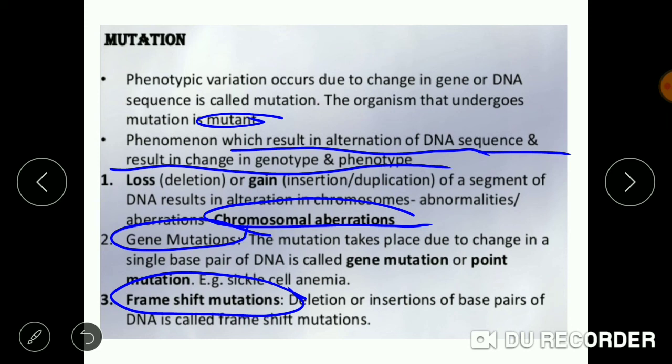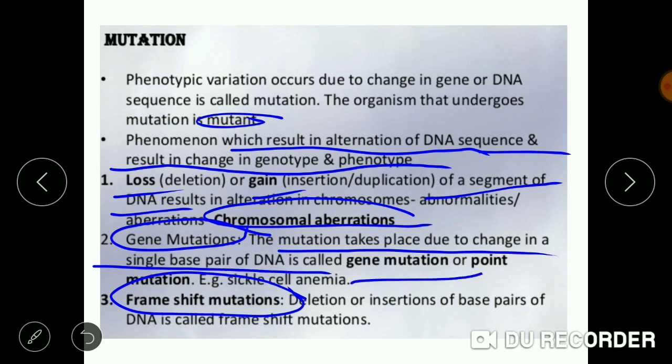Now, in chromosomal aberration, there is either the loss or the gain of a segment of DNA which results in alteration of the chromosome, and this entire process is known as chromosomal aberration. While in gene mutation, the mutation takes place due to a change in a single base pair of DNA. So this is known as gene mutation or point mutation. Sickle cell anemia is a very good example of it. The change is within a single base pair of the DNA.